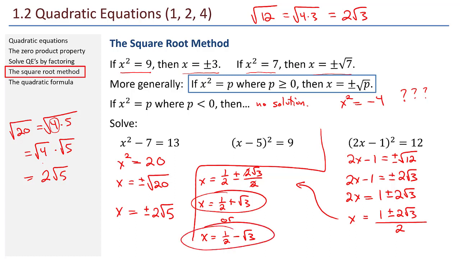There we go. It took a little work, but we got there eventually. Those are the two solutions to that third equation.